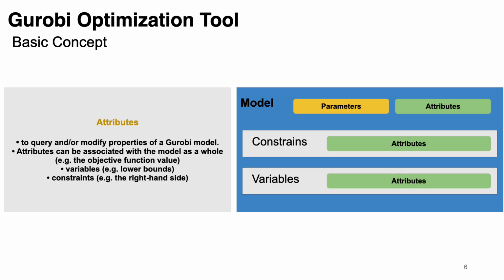Complementary to parameters are attributes. While parameters control the solver, attributes are used to query or modify the properties of the model itself. Attributes can be associated with the model as a whole, such as the final objective function value after a solve. They're also tied to specific variables, like their lower bounds, and specific constraints, like the value of the right-hand side. Essentially, if you want to know the state of your model or the result of an optimization, you check the attributes.